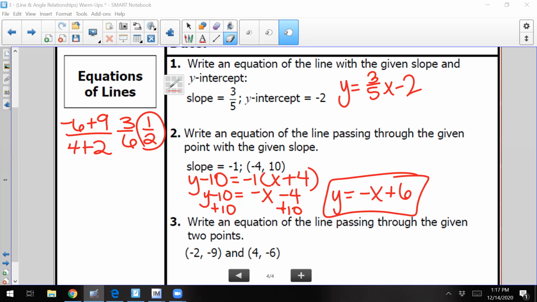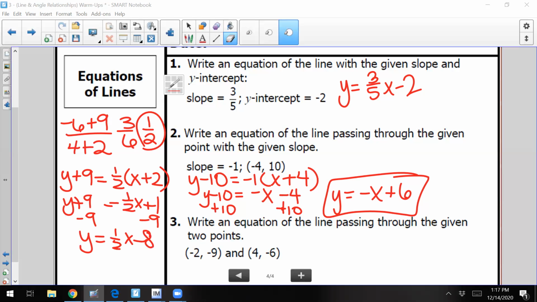That's step 1. Once you have the slope, then you can use y minus y1, which would be negative 9. So plus 9 equals 1/2 times x minus negative 2. So plus 2. That's going to be 1/2 x. Half of 2 is 1. I'm going to subtract 9. So y equals 1/2 x minus 8. I hope that you remember how to do that. Surely you do. So that is our bell ringer.